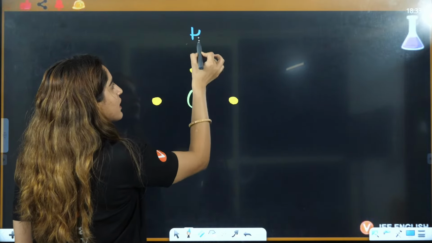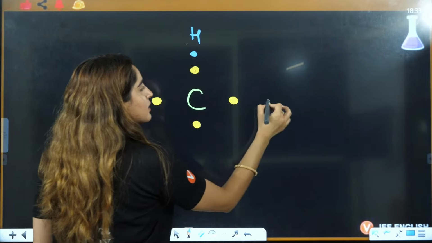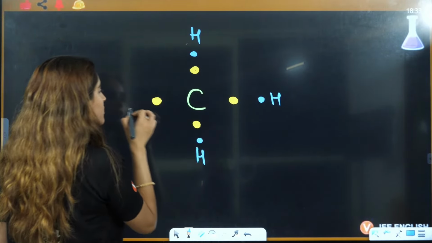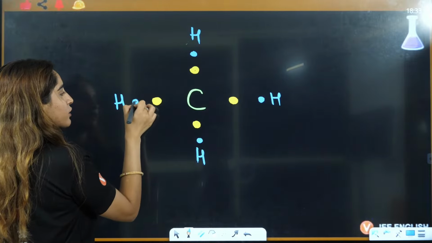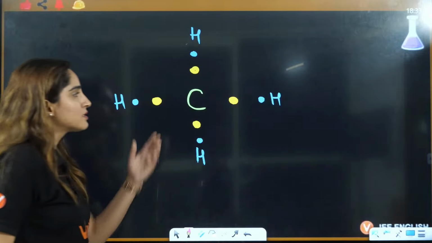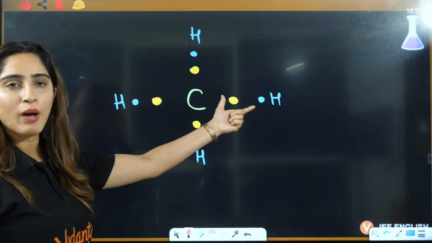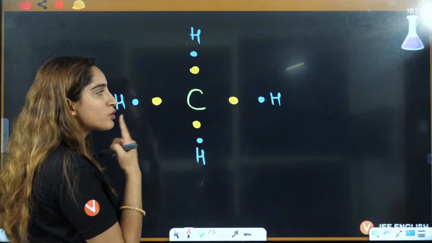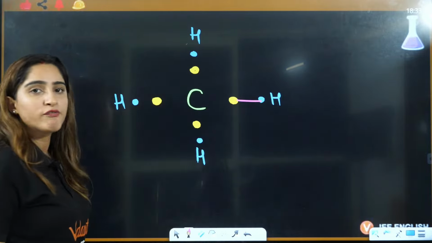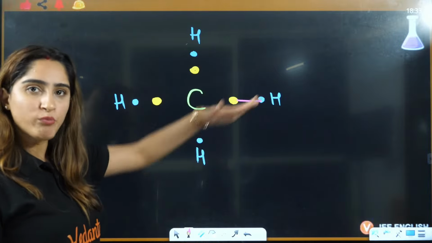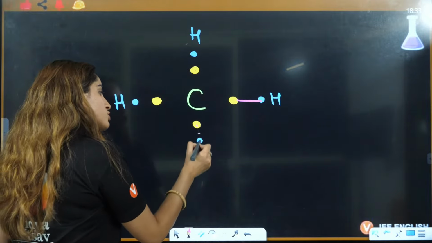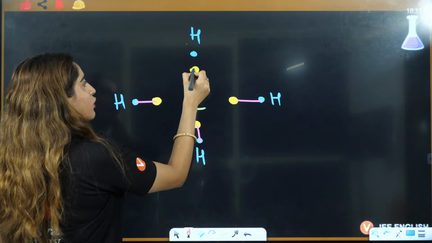This is hydrogen. It has one electron, right? Now what will it do? This carbon is like, I need one electron here. Hydrogen will be like, I also need one electron. They'll be like, okay, let's share. They will share, and this will form a covalent single bond. One bond, one line, single bond. They will also share here, and here, and here.